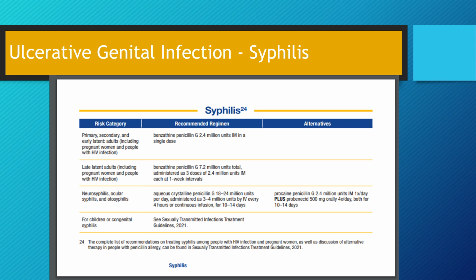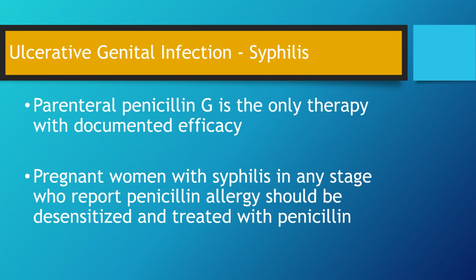Now, the treatment's going to vary depending on the stage of the disease, so I want you to know that high-dose injectable penicillin is preferred. I'd also like to include treatment during pregnancy. Parenteral penicillin G is the only therapy with documented efficacy for syphilis during pregnancy. Pregnant women with syphilis in any stage who report penicillin allergy should be desensitized and treated with penicillin.